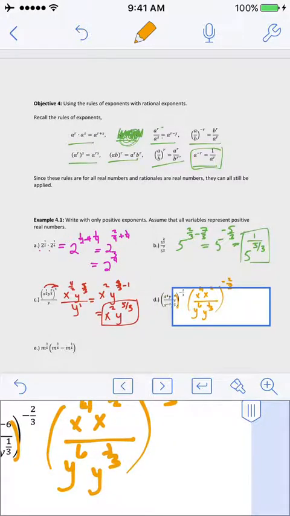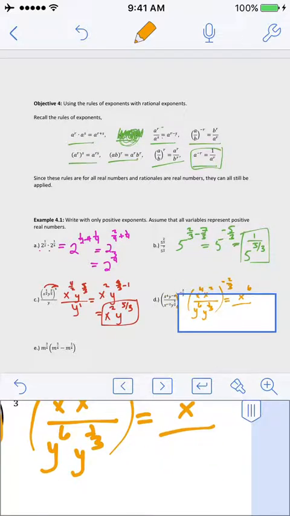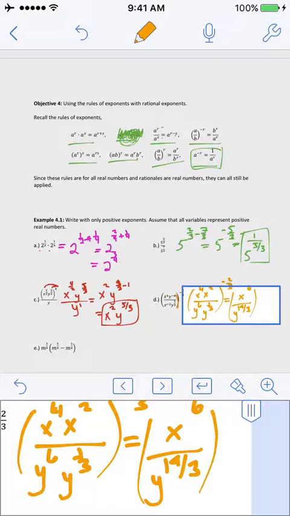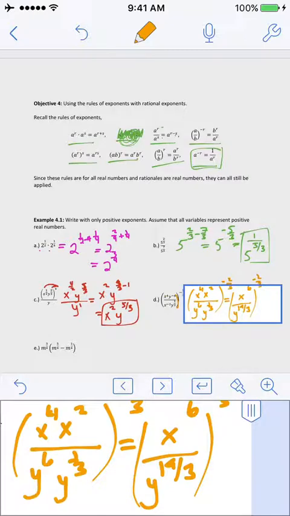I can use a little bit of product rule inside, so that's x to the 6th over, let's see, 6 converted to thirds would be 18/3, so y to the 19/3 on the bottom. All of that still being raised to the negative 2/3. Haven't done that yet. Alright, and that's about as simple as I can go.